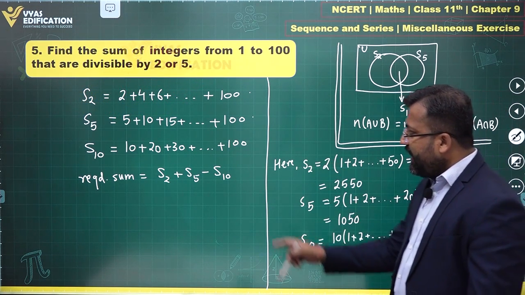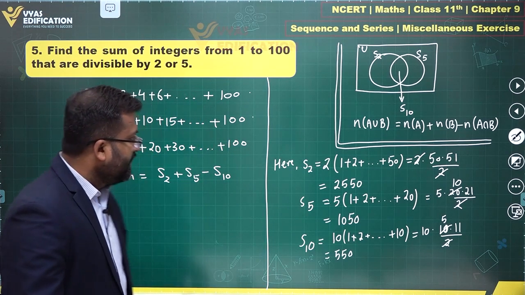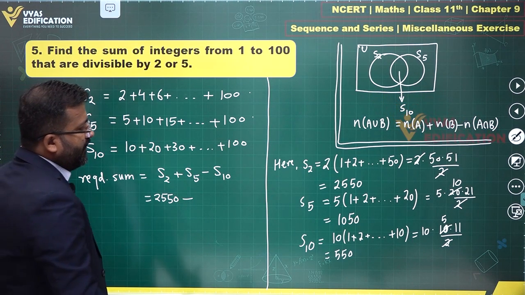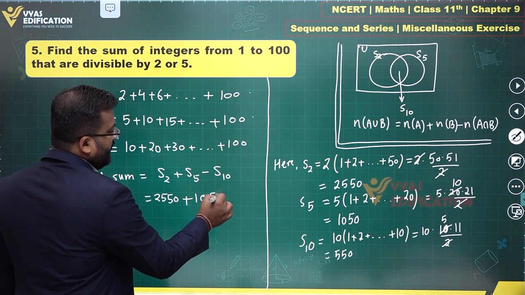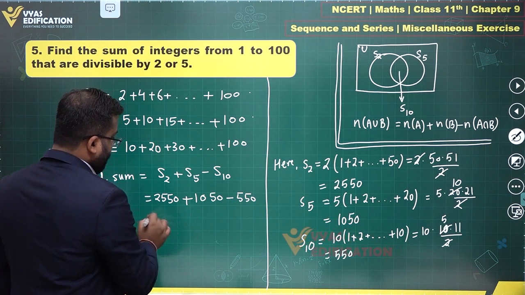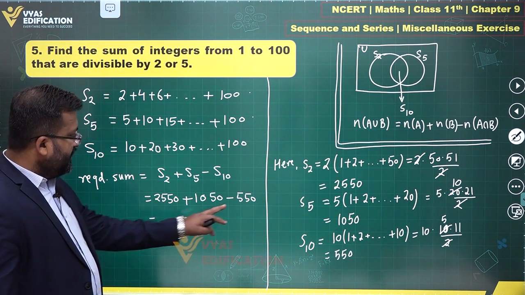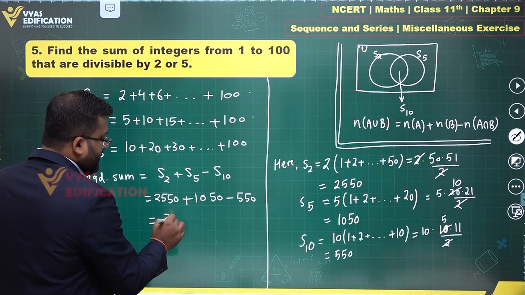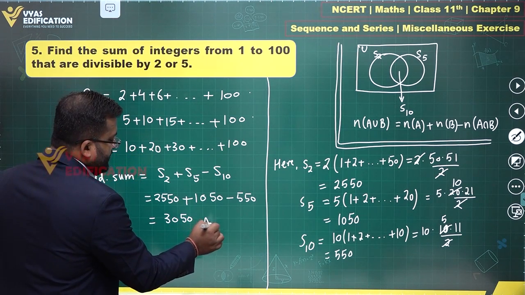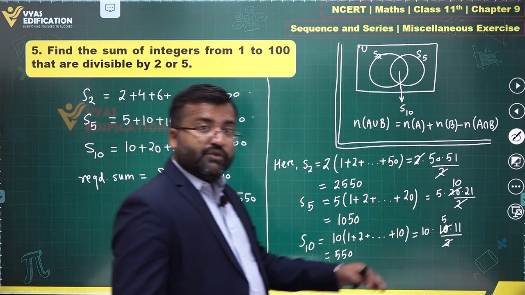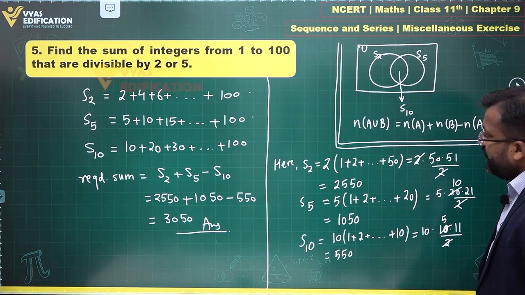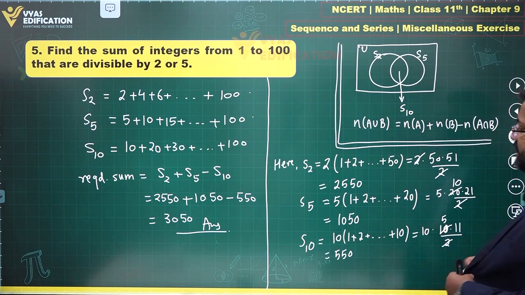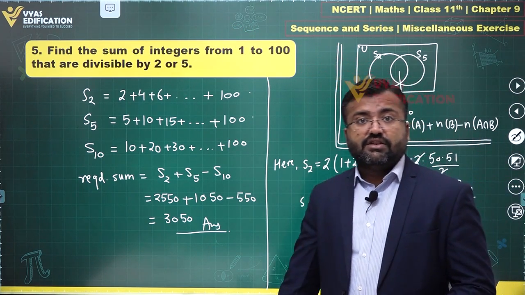So using these values, I can now find the required sum. What's that? This is 2550 plus 1050 minus 550. So 2550 minus 550 is actually 2000, and you add this to 1050, this is 3050. That's my required answer for this question, using the ideas discussed over here and then some calculations. That's all that you have in this fifth question, as you can see over here.